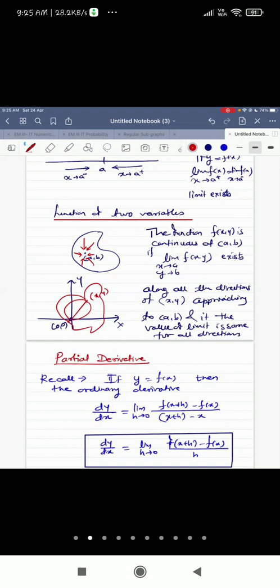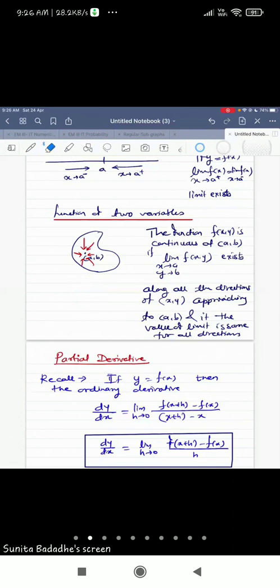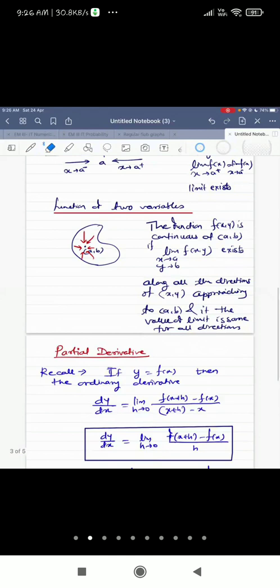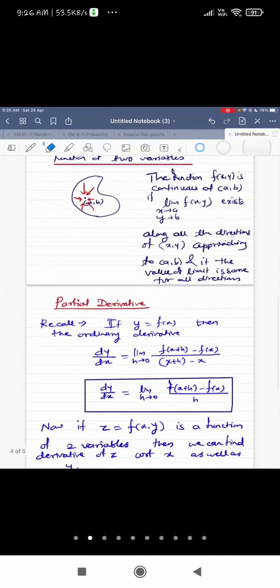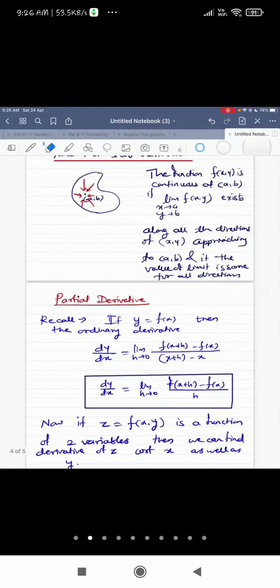And therefore, in order to find the limit of the function or to check the continuity of the function, we have to consider the limit in infinitely many directions. But again, I'm telling you, you don't have to worry about how to find this limit. That is a part of science students. They learn this topic in detail. You people have to understand the concept of partial derivative and how to find it.